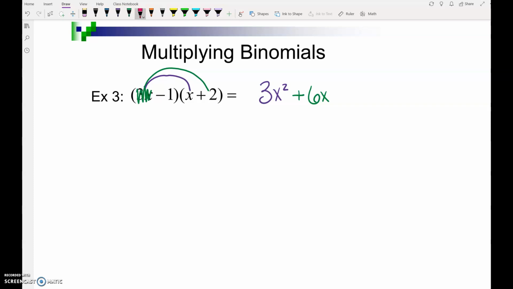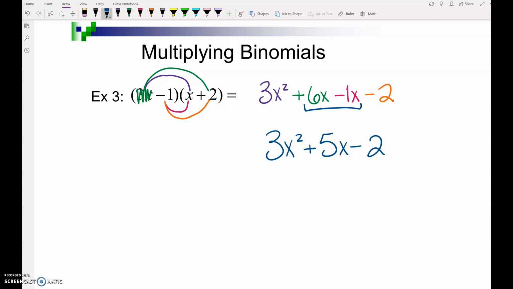Now distribute the negative 1. Negative 1 times x is negative 1x. Negative 1 times 2 is negative 2. Once you're done distributing, look at if there are any like terms that we could combine. These two middle terms are like terms, so our final answer is 3x squared plus 5x minus 2.